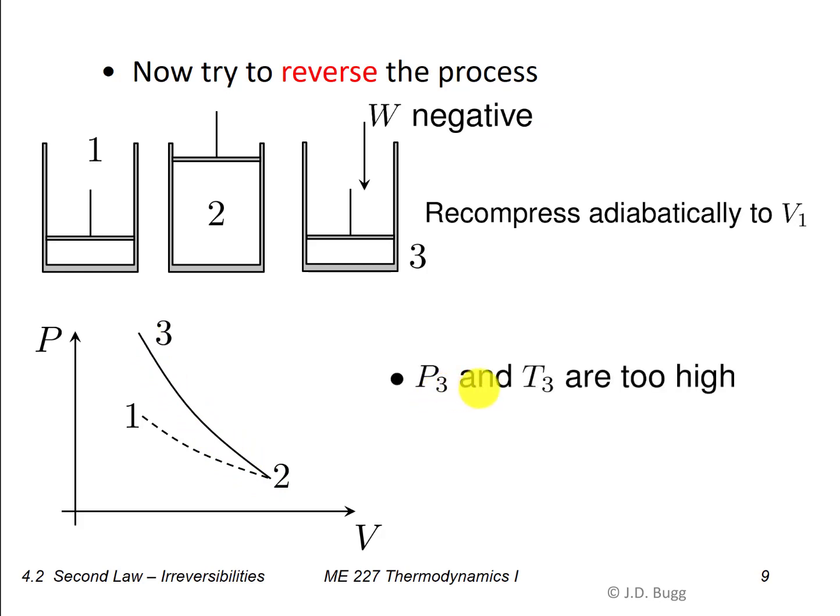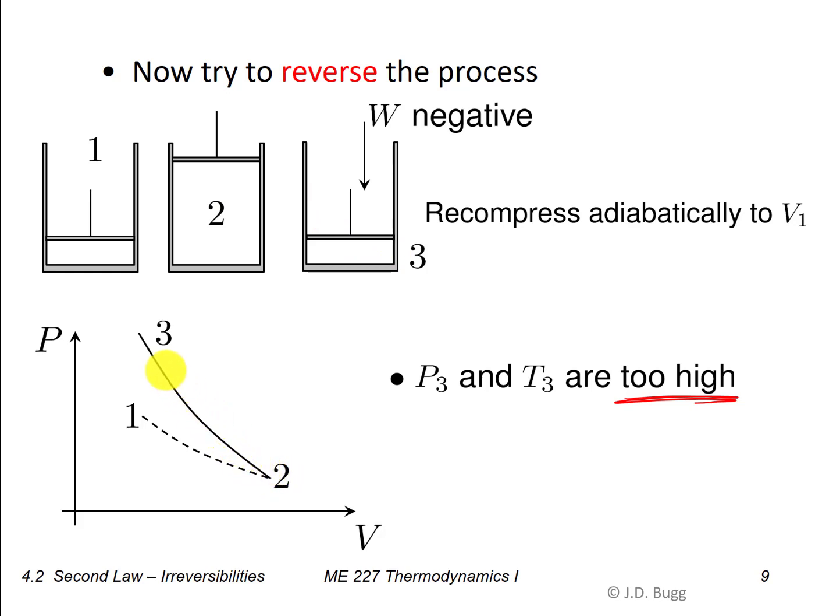So P3 and T3 are too high, meaning that they're not back to the original conditions. The pressure at 3 is higher than the pressure at 1, and the temperature at 3 is higher than the temperature at 1. Notice if we did a first law analysis from 2 to 3, Q is 0, work is negative, so temperature at 3 will be bigger than the temperature at 2. And that's what we've illustrated here.